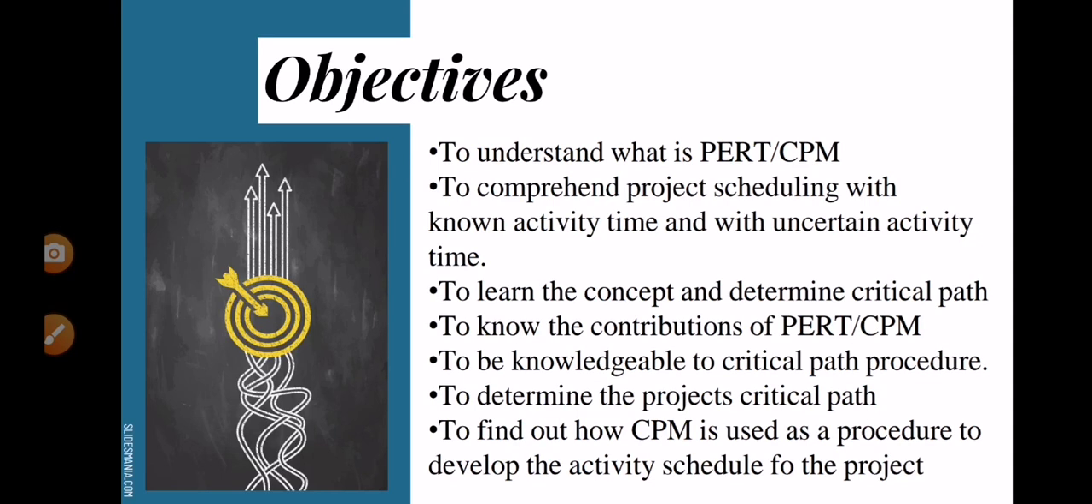Before we get started, let us first know what our objectives in this lesson are. First, to understand what PERT or CPM is. Second, to comprehend project scheduling with known activity time and with uncertain activity time. To learn the concept and determine the critical path. To know the contributions of PERT and CPM. To be knowledgeable about the critical path procedure. To determine the project's critical path. And to find out how CPM is used as a procedure to develop the activity schedule for the project.